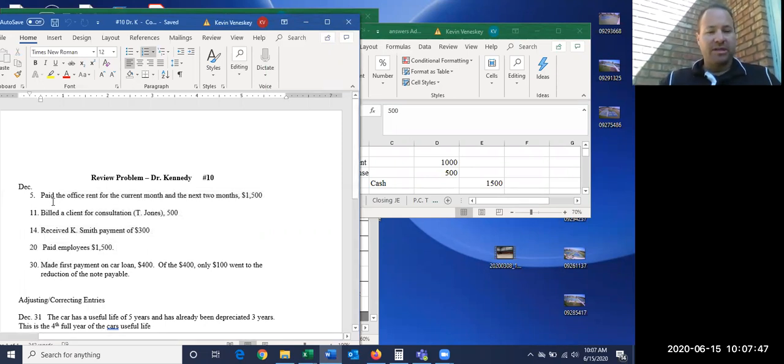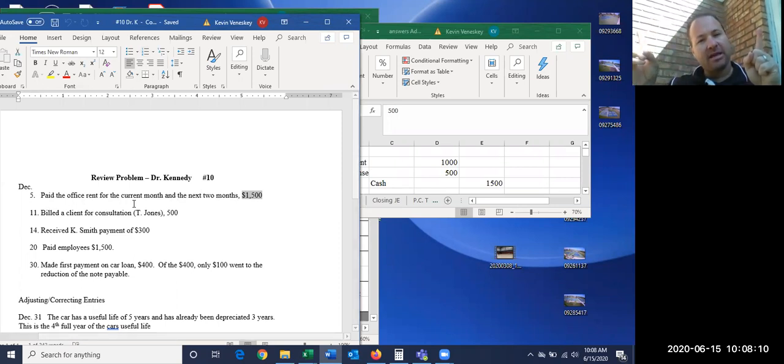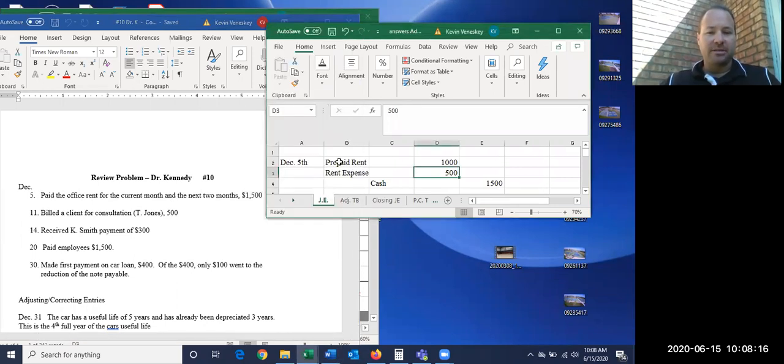So for this first one on December 5th, we got to ask ourselves, what did we get and how did I get it? So we paid office rent for this month and the next 2 for $1,500. So if I'm paying for 3 months, do the easy division there, that's $500 a month of rent. So what am I getting? I'm getting right now rent, and I'm getting the next 2 months, January and February rent. So those will be my 2 debits.